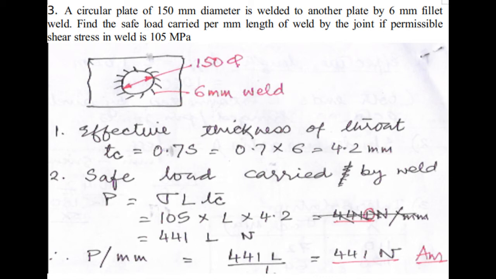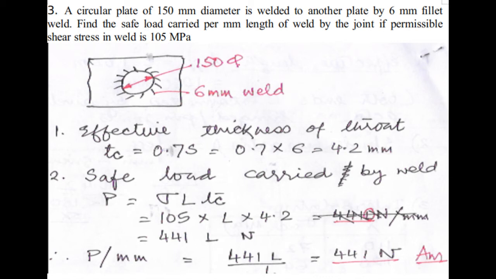Now what we have to find out is the safe load carried per millimeter length of the weld. In this question, here is the twist. So let us see how to solve it. For the effective thickness of the throat, we know the formula is TC equal to 0.7 into S. So 0.7 into 6, S being the size of the weld, that is 6 millimeter. So it comes out to be 4.2 millimeter.